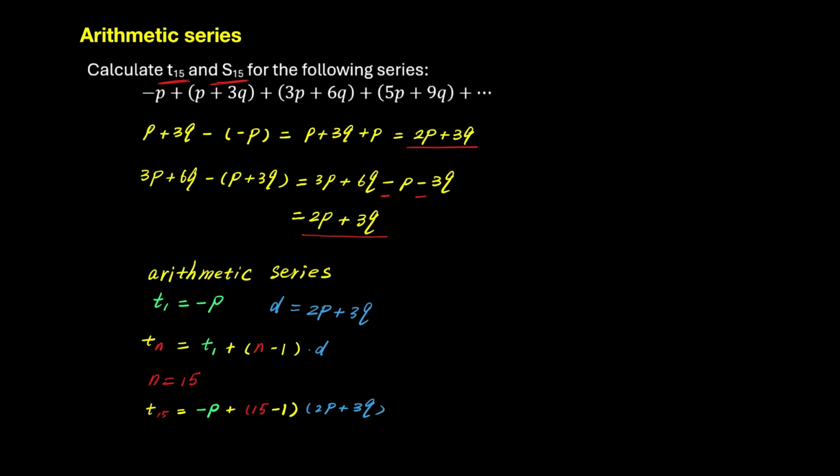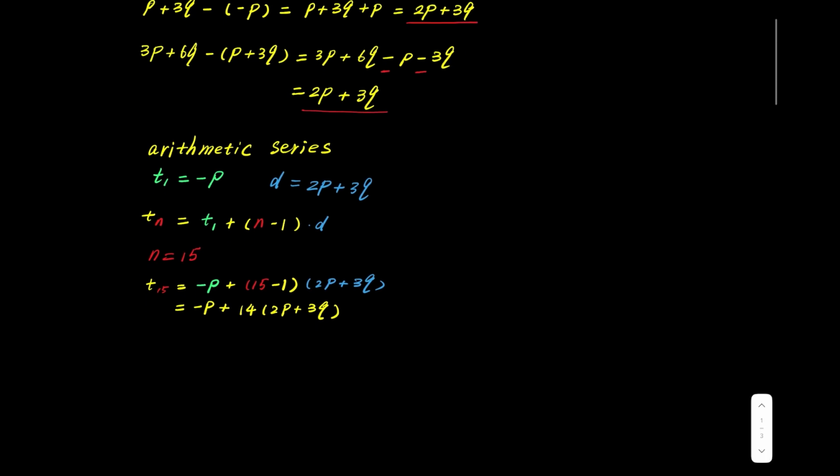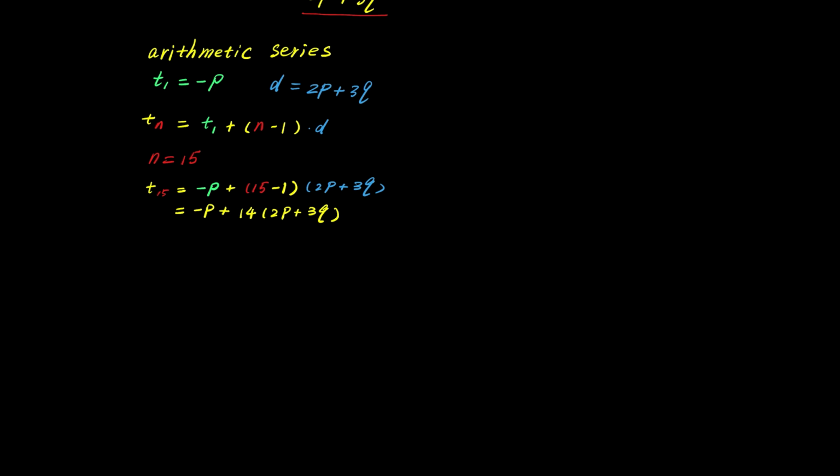Let's simplify this expression. Minus p plus 14 times (2p plus 3q). Alright, let's remove the bracket. Minus p plus 14 times 2p is 28p, plus 14 times 3q is 42q. So let's combine the p. It's going to be 27p plus 42q. So this is the t15.